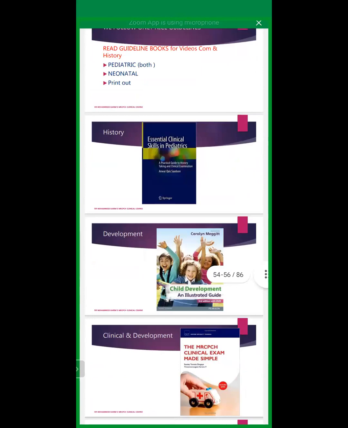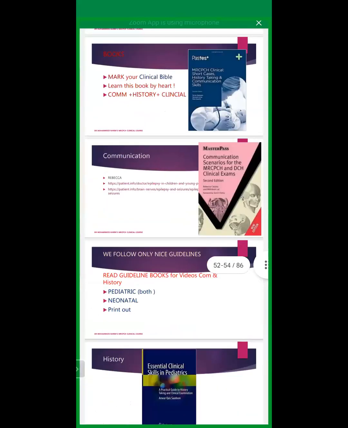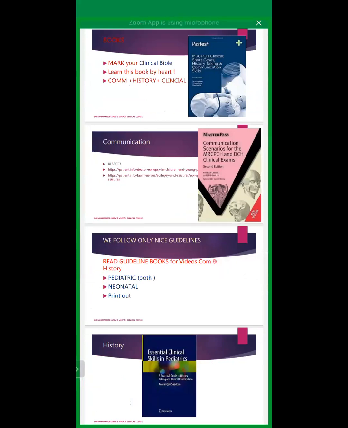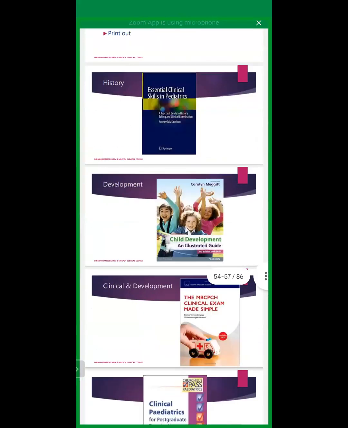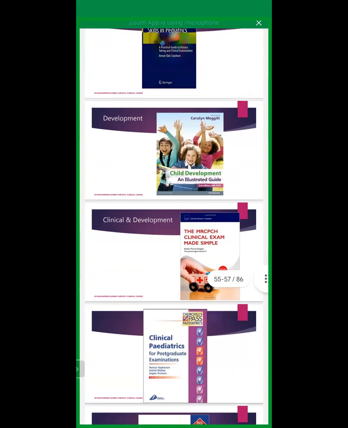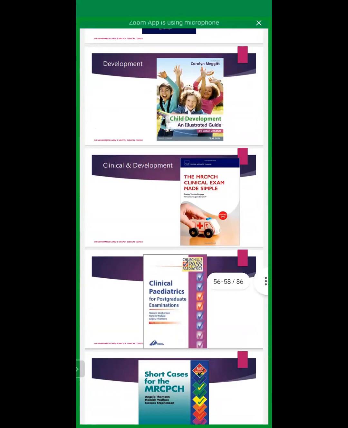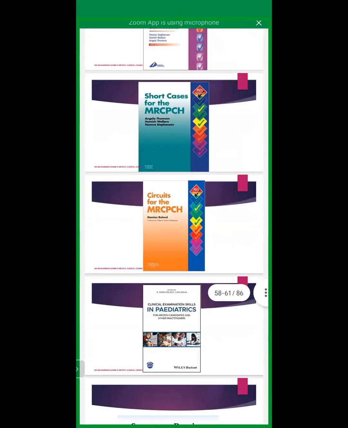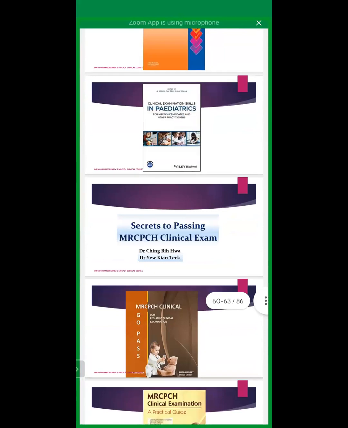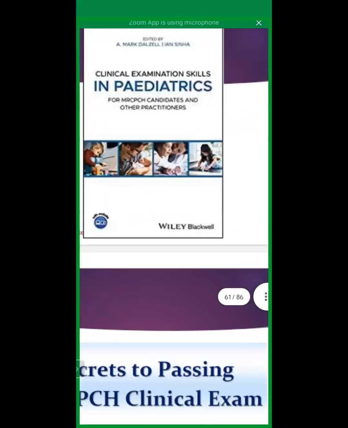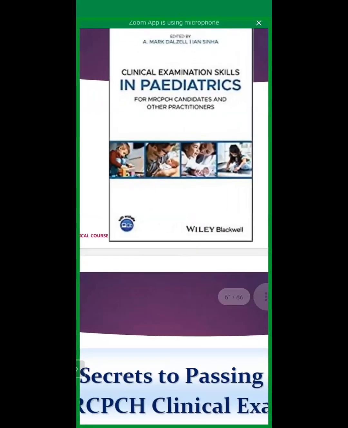But these books, first you have to go through MRCPCH and also go through one other, like an MRCPCH Made Simple book or Clinical Pediatrics for Postgraduates. Do 2 or 3 books. Don't engulf everything. This one, this book that I'm talking about, this has really good presentation skills. Okay, and try to do it.